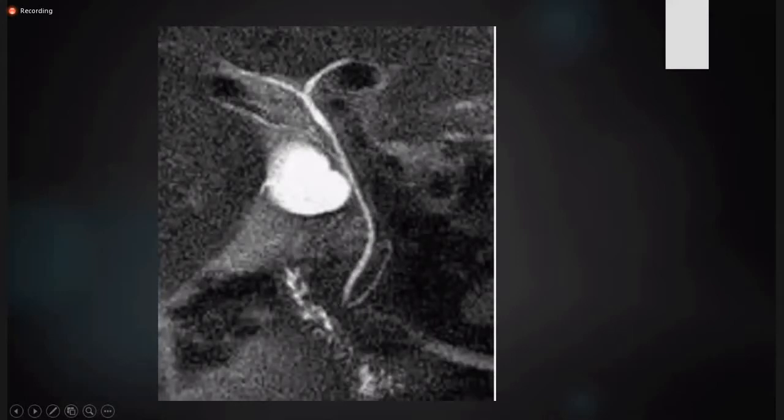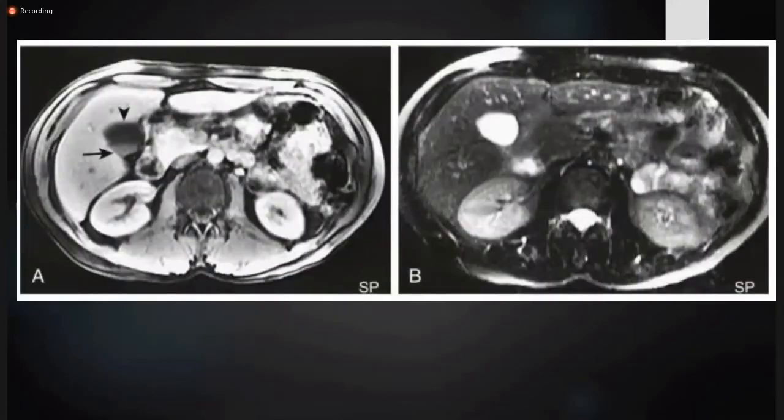So this is a picture of a normal MRCP. Again, with MRCP, you can also see some source images in which you can comment about the liver, gallbladder, kidneys, pancreas. So you can also see anatomy other than the biliary system.